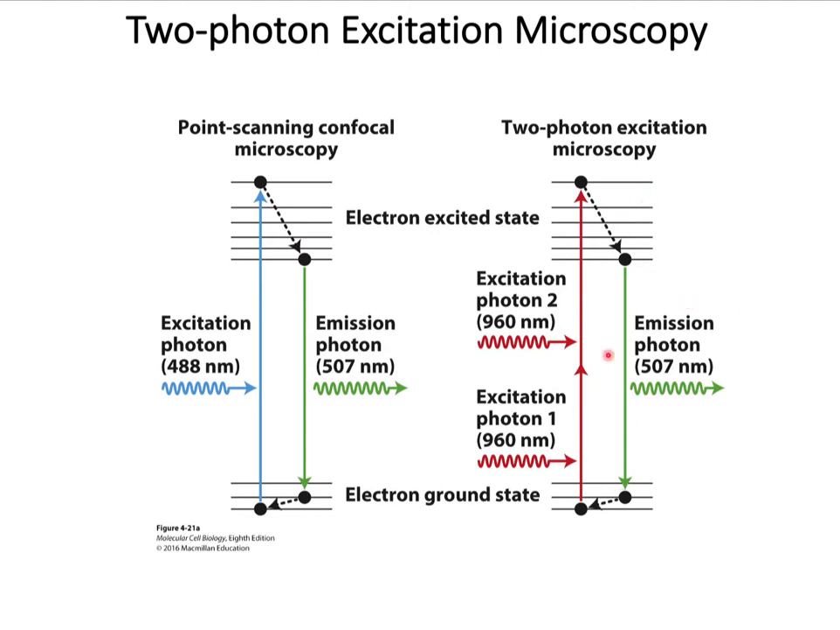So the right-hand side of the figure shows that two photons having half the energy of 488 nanometer add up to the same energy to emit the 507 nanometer wavelength. So what is the advantage? The advantage is the 960 nanometer near infrared wavelength is invisible as it is beyond the visible spectrum of light, and thus in a thick specimen it does not scatter the light as the visible 488 nanometer wavelength does. This produces a sharp, crisp image in a thick specimen.